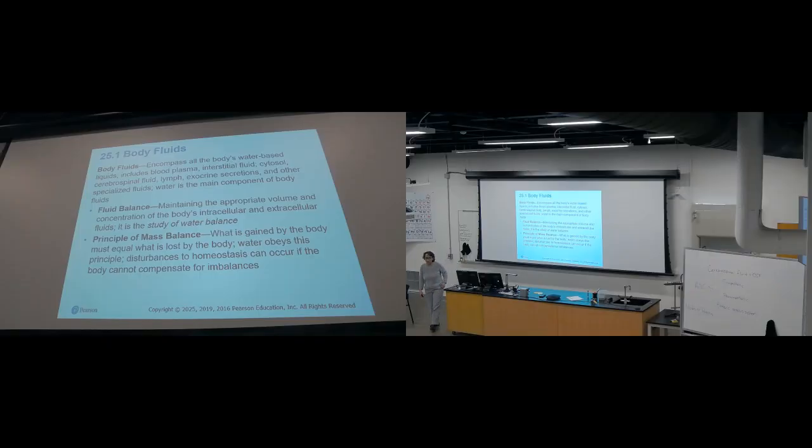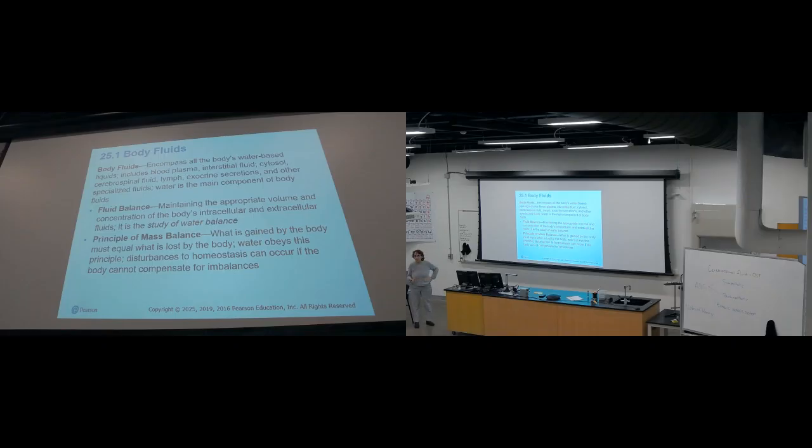So as an introduction, body fluids encompass water in its different compartments, like in plasma, in the interstitial fluid, inside the cells, in the cytosol, cerebrospinal fluid, lymph, exocrine secretions, and fluids in minor compartments like in our eye, like the aqueous humor, etc. So all the water in our body is what we consider the body fluids.